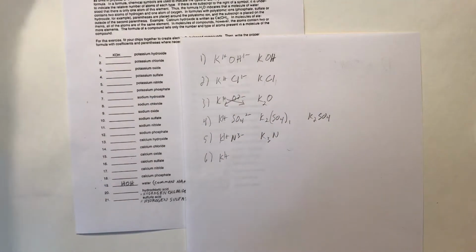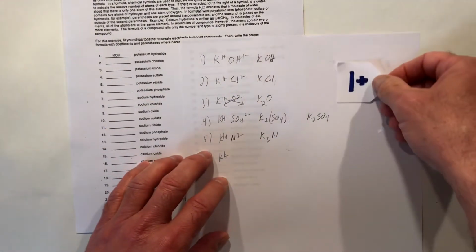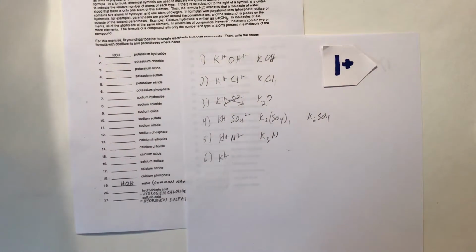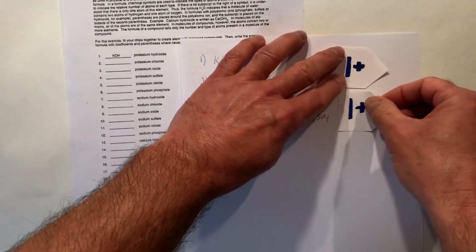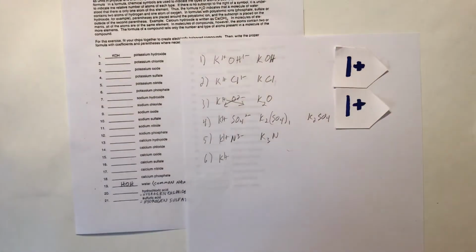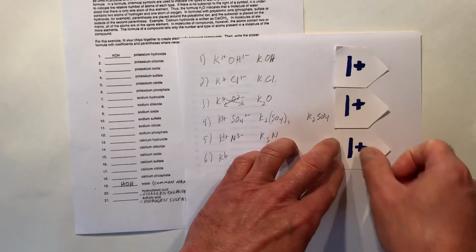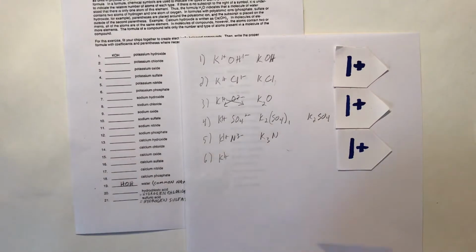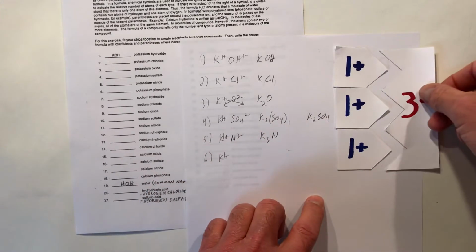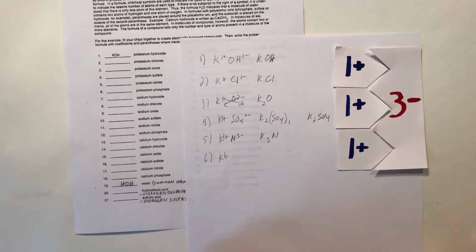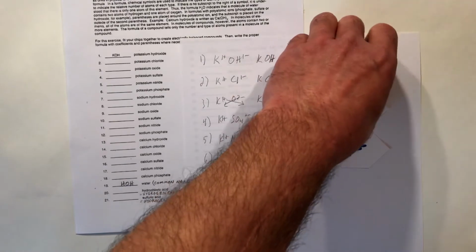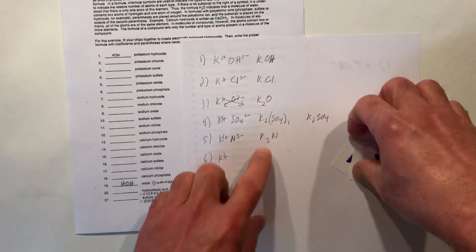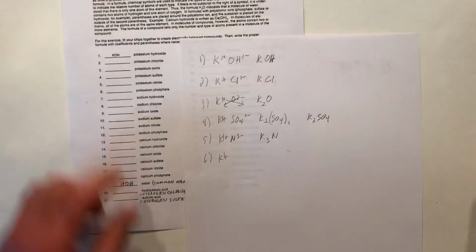So now, if we use ion chips for this example, we have 1, 2, 3 1 plus charges for the 3 K1 pluses, and N3 minus would be a single 3 minus ion. And notice all the peaks and the valleys balance out, and we have a neutral compound. So the chips are showing us that we have a correct formula for K3N.